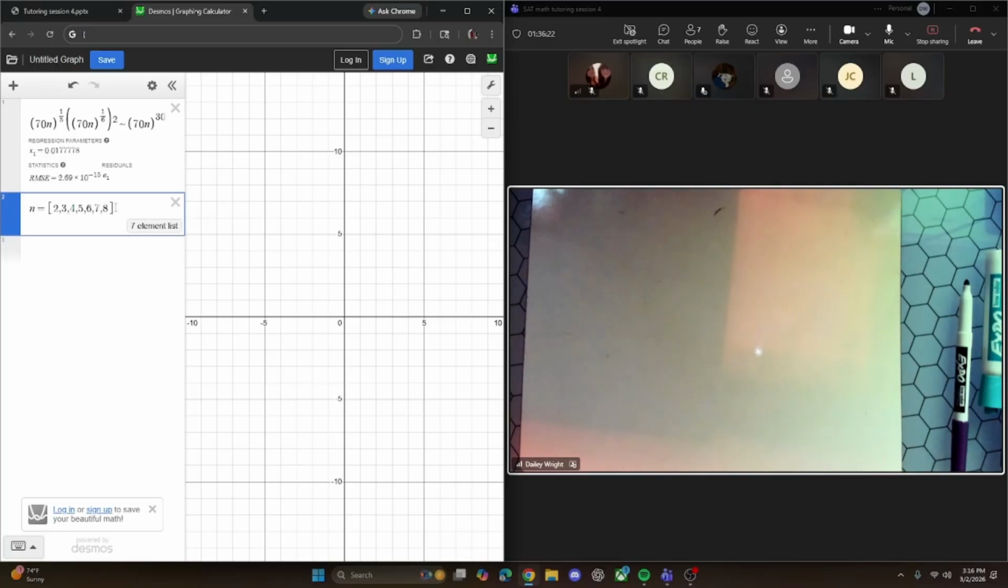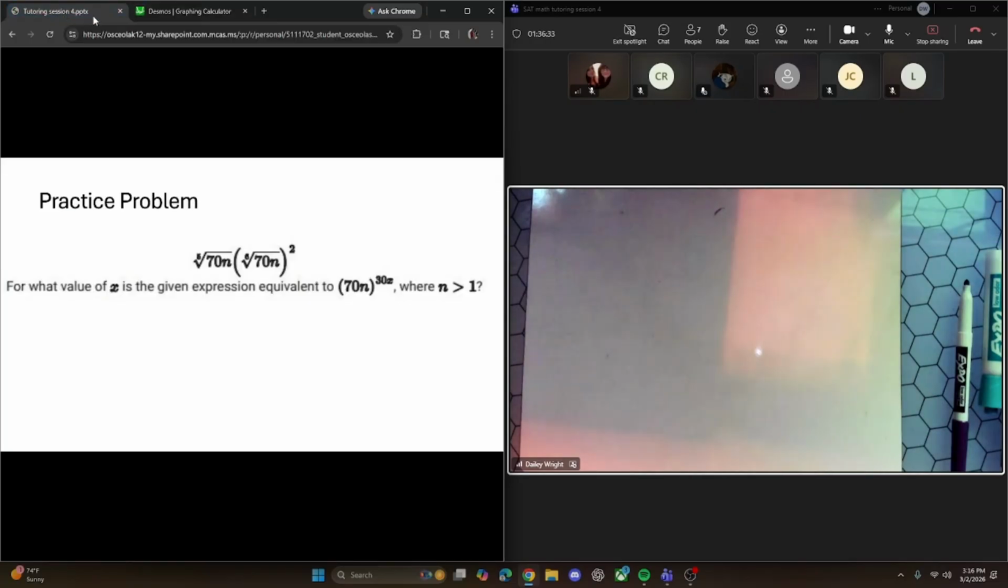Now that x is not changing, it's being constant. So that's one way you can check these answers. I didn't put parentheses around here. Always make sure your parentheses are correct. Your x is going to be 0.0177. And that's what the question is asking, for what value of x is that given expression equivalent.